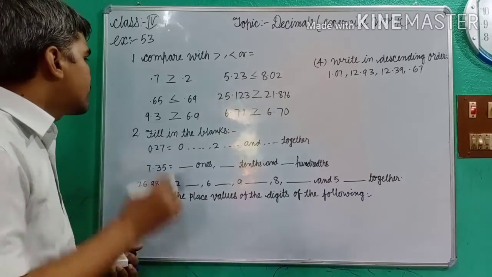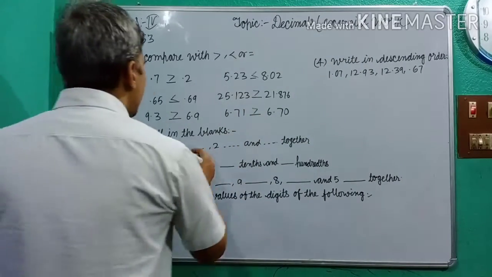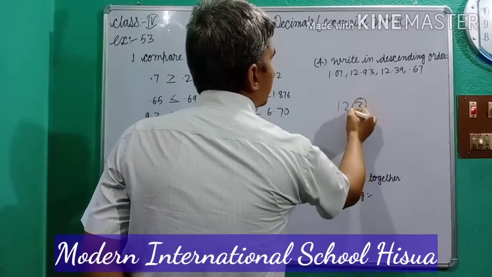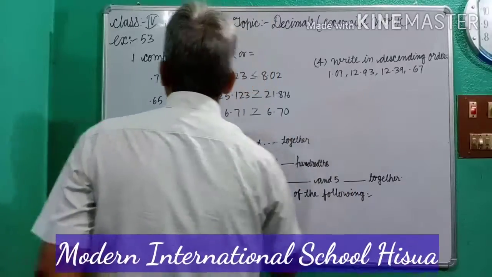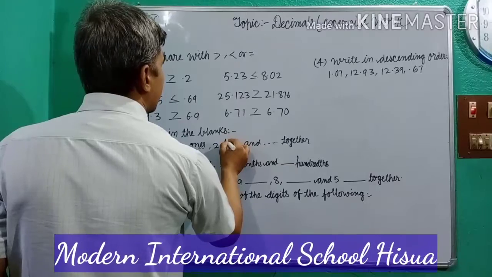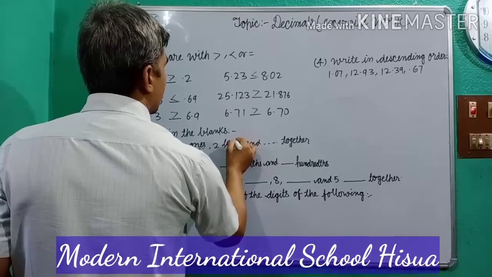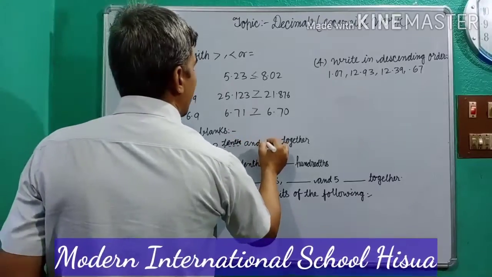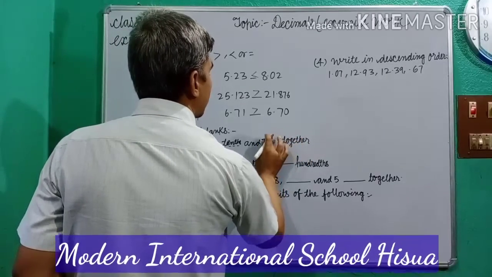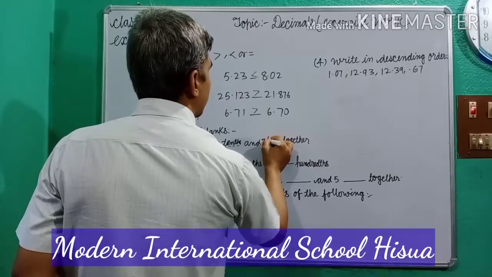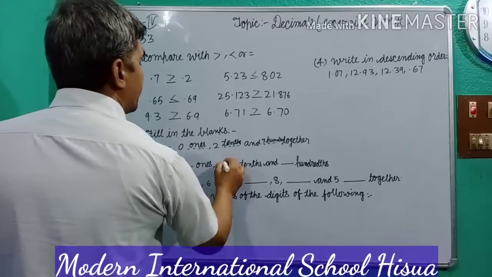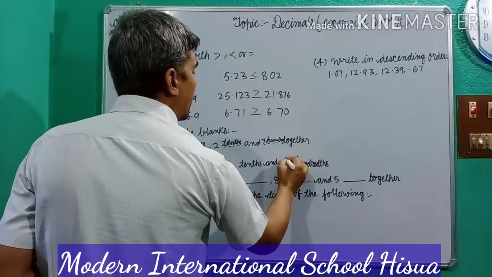Now, dear students, fill in the blanks. Here 0 ones, because you read ones place, tens place, hundreds place. Now find out. 0 ones, 2 tens, 7 hundreds. Here 7 ones, 3 tens, and 5 hundreds.